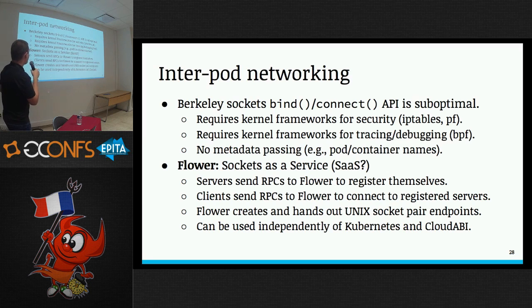So the problem with APIs like bind and connect, the traditional API for binding to a certain port number or connecting to some other host on the network, is that they require a lot of security frameworks to be secure. You need iptables or PF to generate hundreds of lines or maybe thousands of lines on an average node to come up with a secure policy. Another problem with these functions is that they also require extra kernel frameworks to do tracing and debugging.